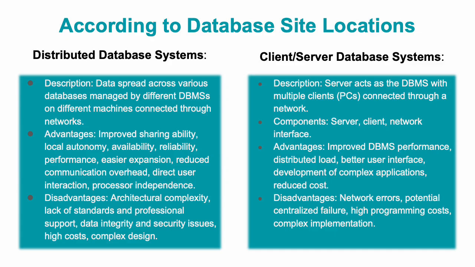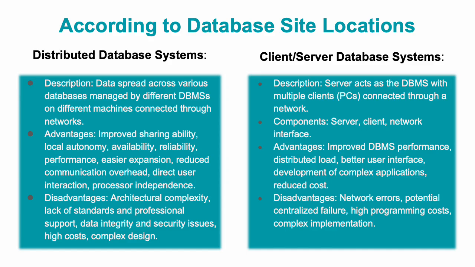The next one is the distributed database system. A distributed database system has data spread across multiple databases managed by different database management systems running on various types of machines with different operating systems. These machines are connected through communication networks and are able to act as both servers and clients. This means each machine can have its own data and applications and also access data on the other machines.